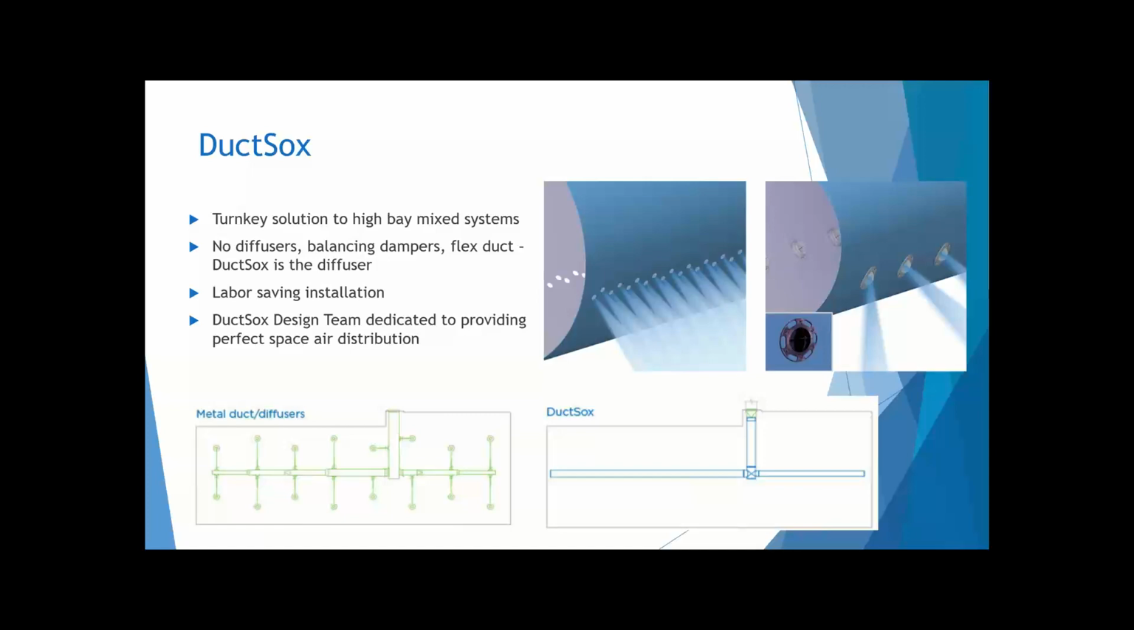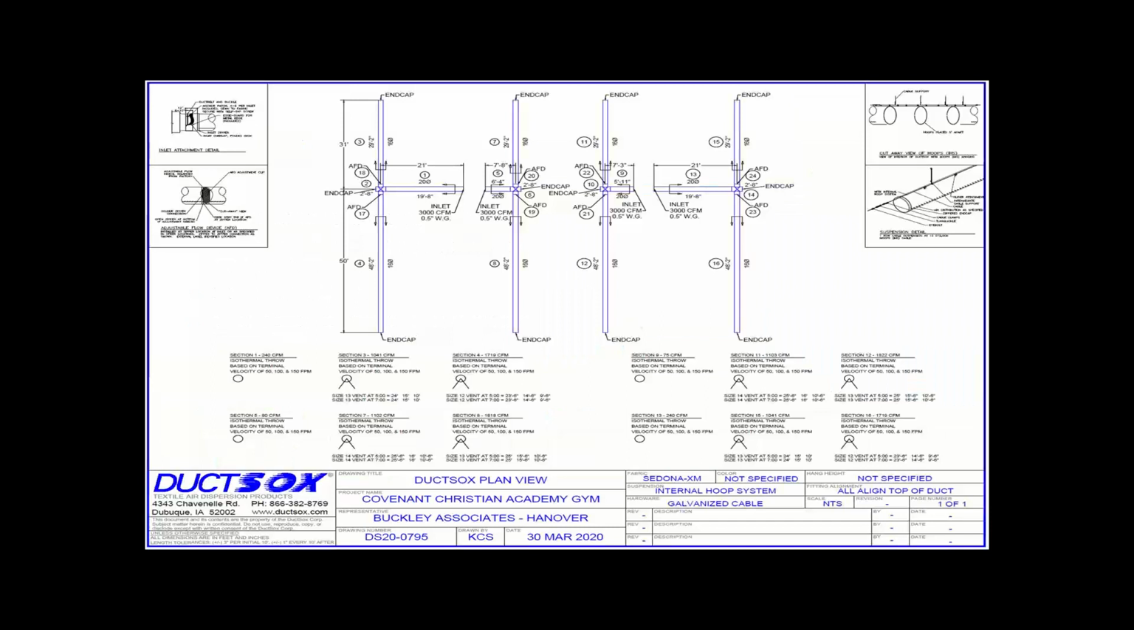So just reach out to us, and we can tell you exactly what you would need in that space. Here's an example of a shop drawing that a contractor would receive after the job is won by DuctSox. The DuctSox design team will provide you exactly what orientations you need. In this case, the size 13 vent at 5 o'clock and 7 o'clock will provide this airflow at a velocity of 150 feet per minute.